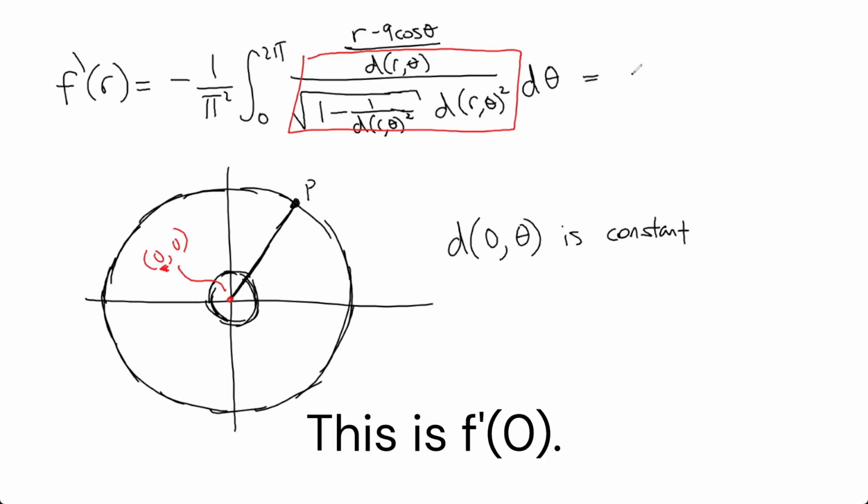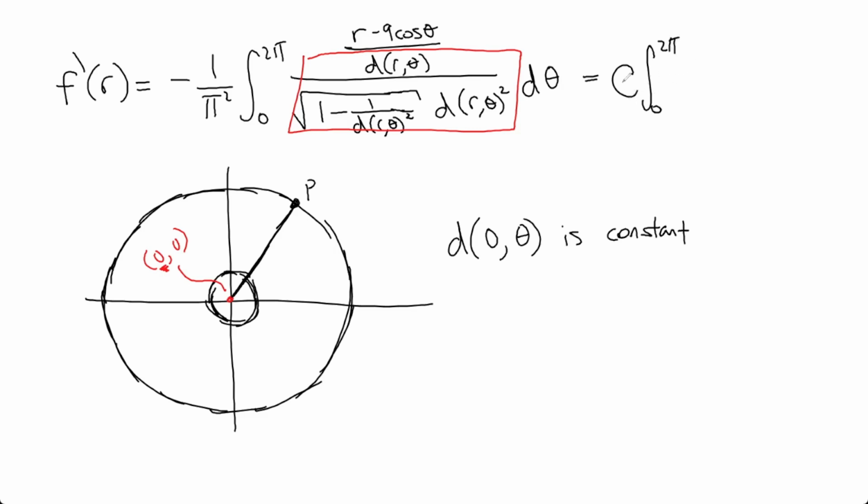Which means that this equals some constant times the integral from 0 to 2 pi of r minus 9 cosine theta, except r is 0. So it's just minus 9 cosine theta. And in fact, I could even absorb the negative 9 into c, so it's the integral of cosine of theta, which of course, from 0 to 2 pi is equal to 0. And we have our answer. F prime of r equals 0 in this case. So r equals 0.